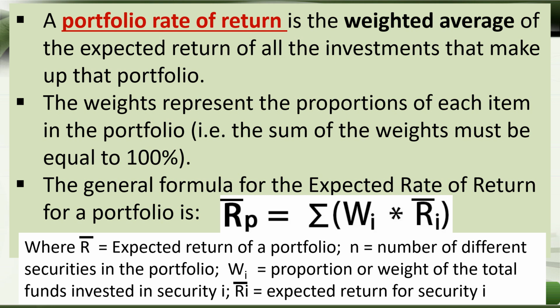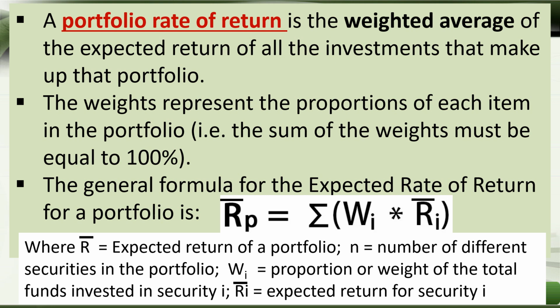The weight represents the proportion of each item in the portfolio. That is, the sum of the weights must be equal to 100. So we take the proportion in a percentage manner. The total weights we have to take in percentage, and we will see that in an example.